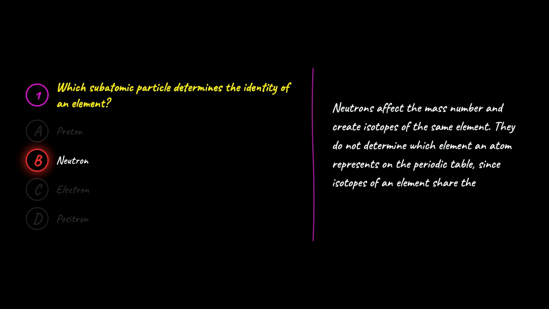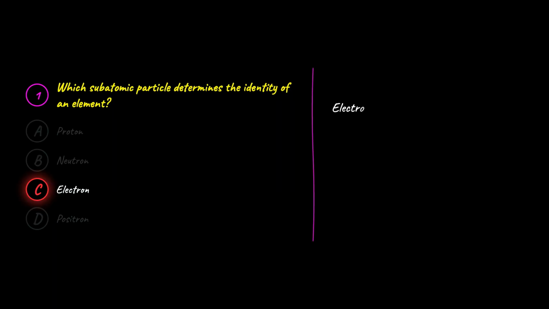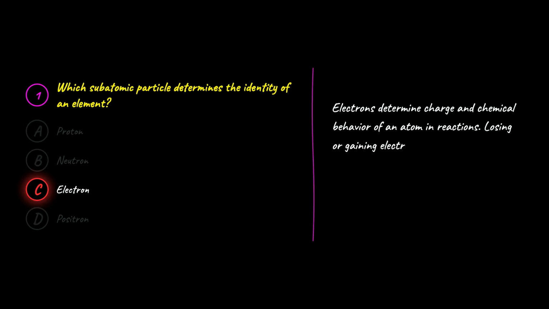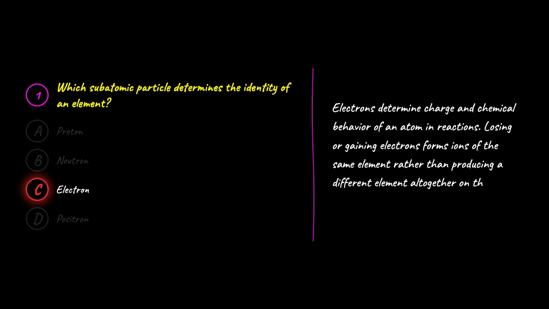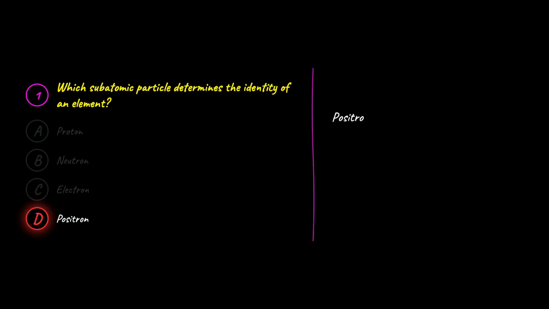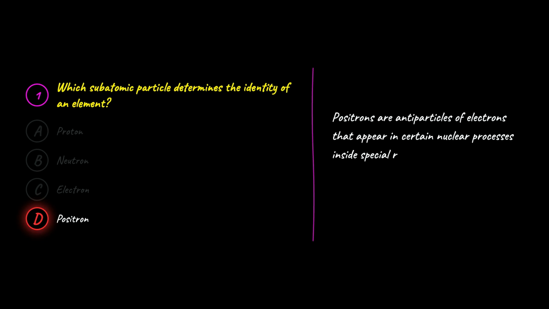same identity. C is wrong because electrons determine charge and chemical behavior of an atom in reactions. Losing or gaining electrons forms ions of the same element, rather than producing a different element altogether on the modern periodic table. D is wrong because positrons are antiparticles of electrons that appear in certain nuclear processes inside special reactions. They are not stable components of ordinary atoms, so they have no role in defining the identity of any element.